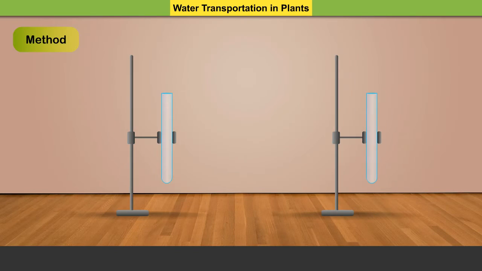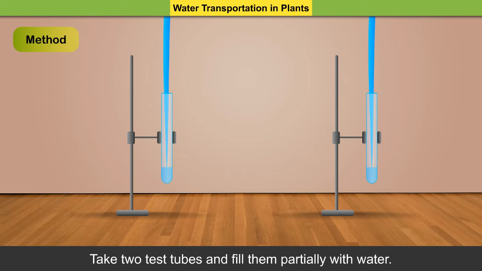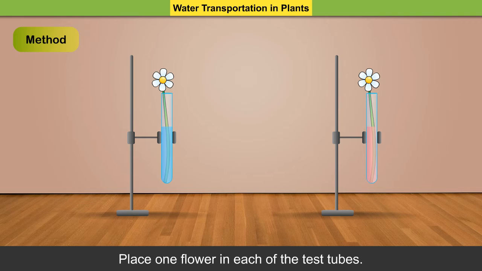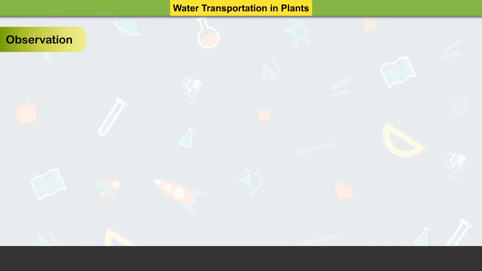Method: take 2 test tubes and fill them partially with water. Add a few drops of red food color to one of the test tubes. Place 1 flower in each of the test tubes. Keep the setup undisturbed for a few hours.